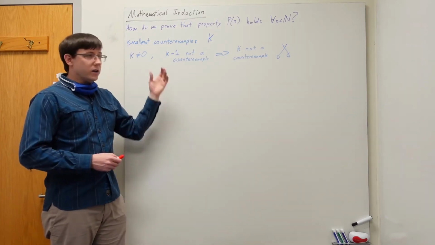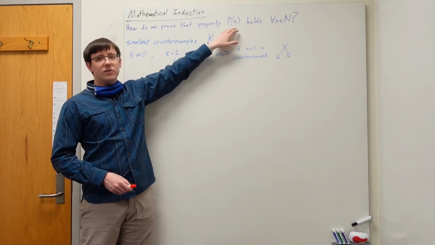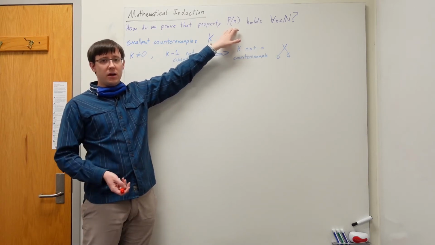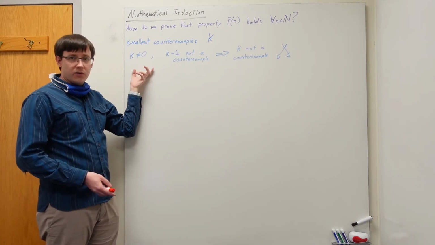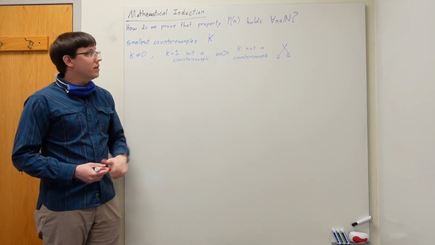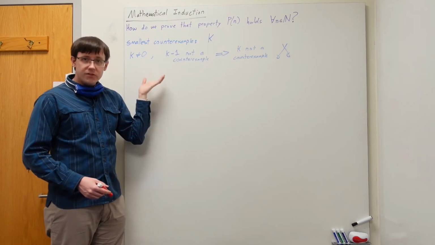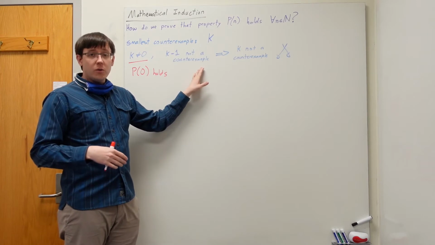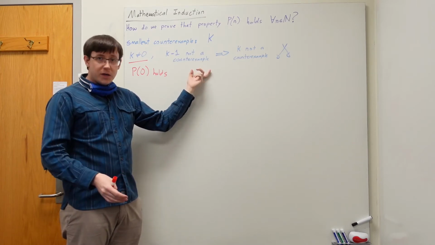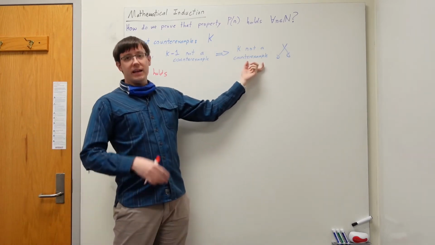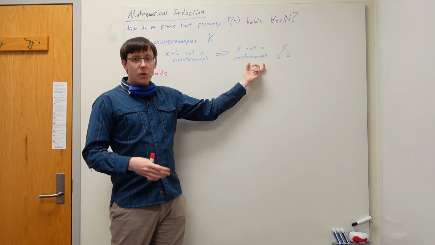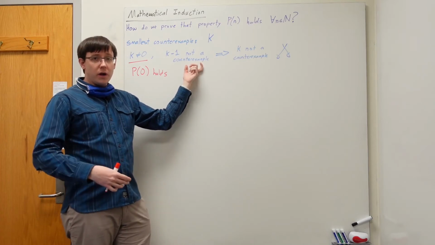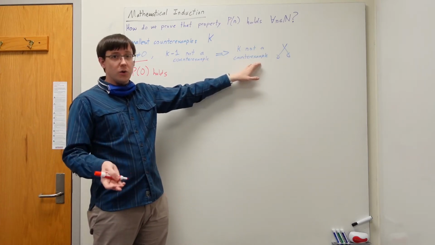But if we are using this approach to prove that some property holds for all n in the natural numbers, then when we show that 0 isn't a counterexample, what we're showing is that the property holds for 0. And then if we show that k minus 1 not being a counterexample implies that k is not a counterexample, what we're showing is that if the property holds for k minus 1, then the property also holds for k.